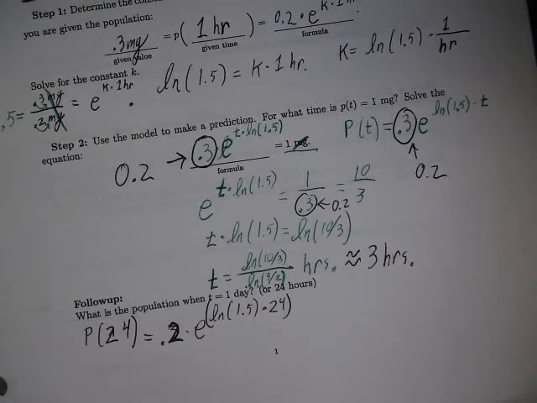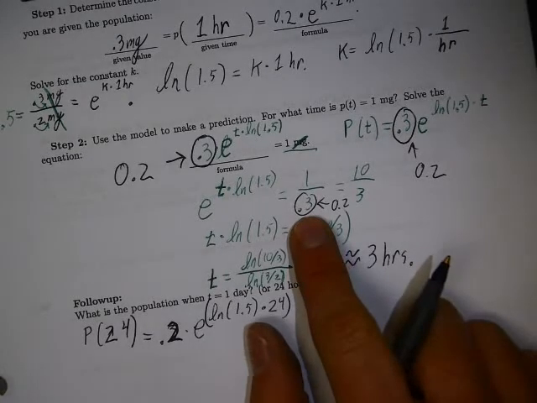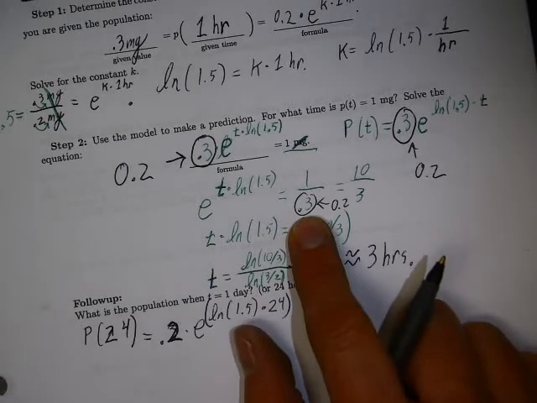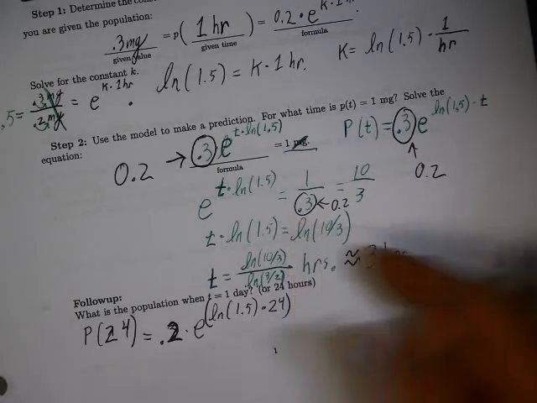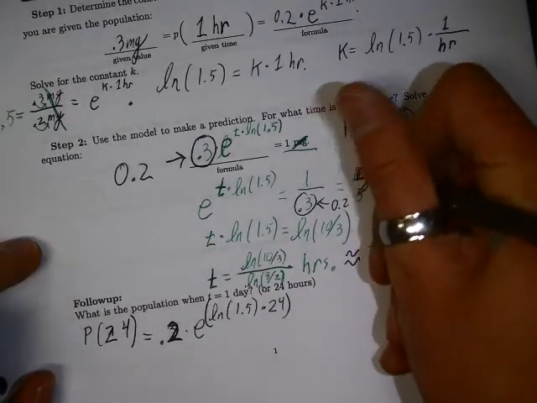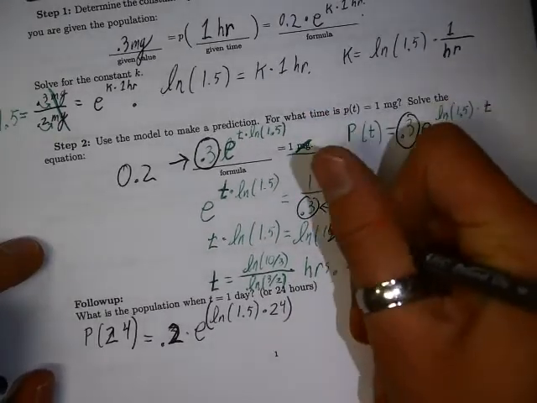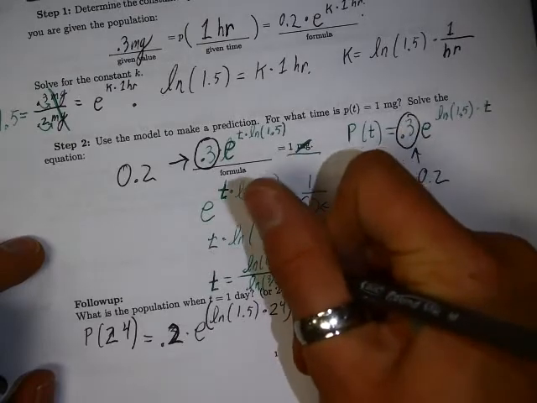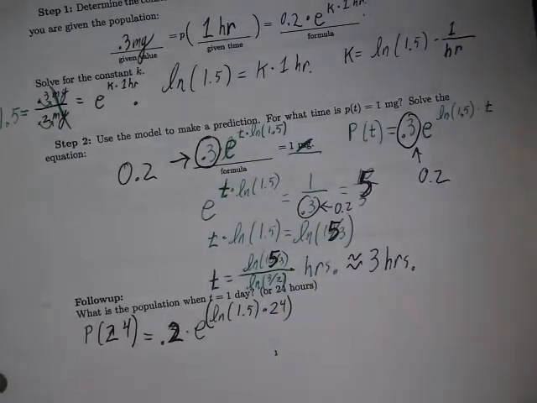Well, let's just push it through and see what this change results in. So 1 over 0.2, that's not 10 thirds. What's 1 divided by 0.2? 5. So this will become 5. So that's the ln of 5. Otherwise, all the work is still the same. And so we wind up with ln of 5 divided by the ln of 3 halves, which is approximately 4 hours.